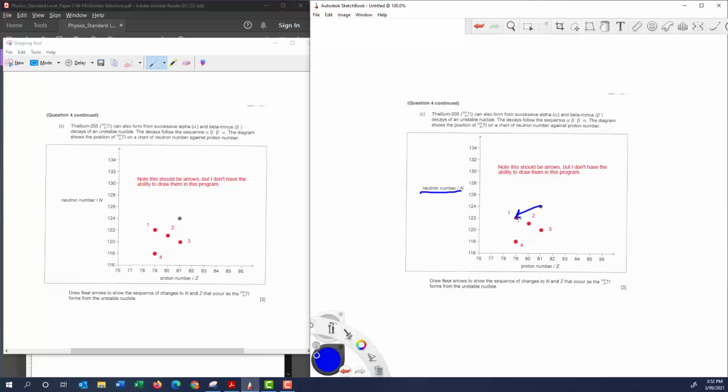Then, when we undergo a beta minus, we lose a neutron and we gain a proton. So it looks like this, and then we do it again. So we have 2 of those little arrows. Note, I've moved down 1 and across 1. And then I undergo alpha again, like that. So that's my answer for that question there.